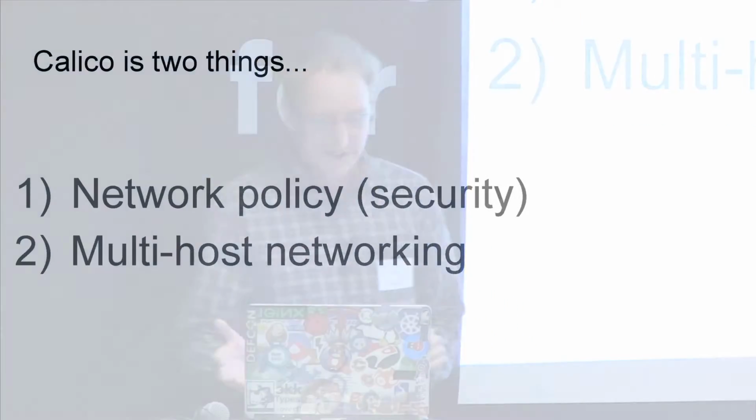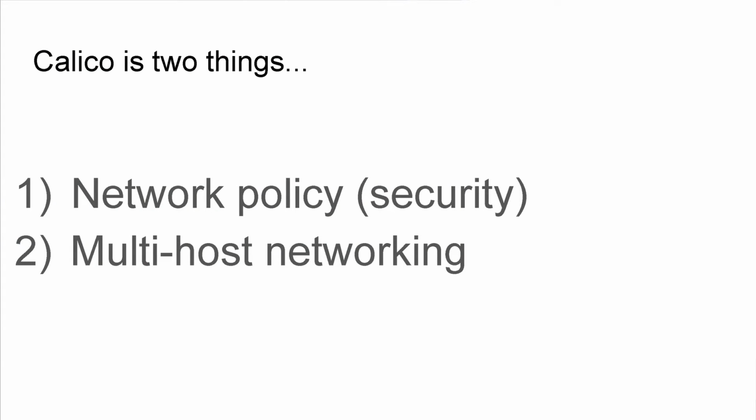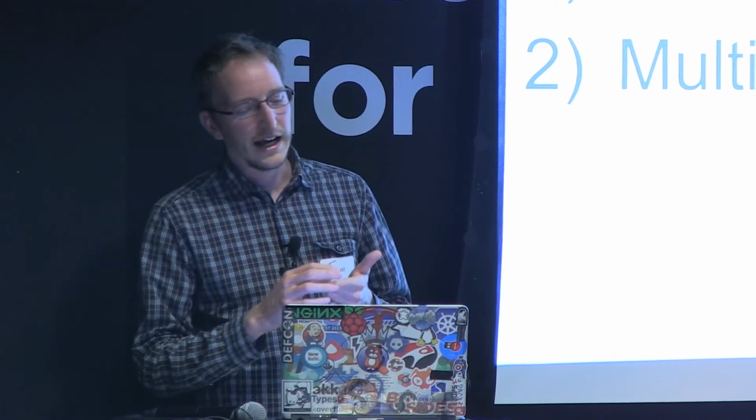So Calico is really 2 things. It's network policy, which is providing this extra security, and that's maybe the more interesting or more unique part. It's also multi-host networking, so an opinion about how to do multi-host networking and an implementation of that opinion.